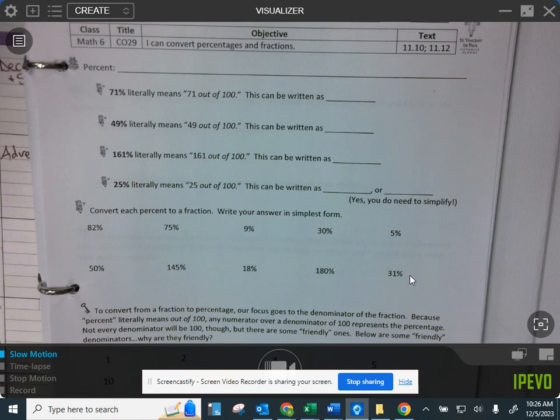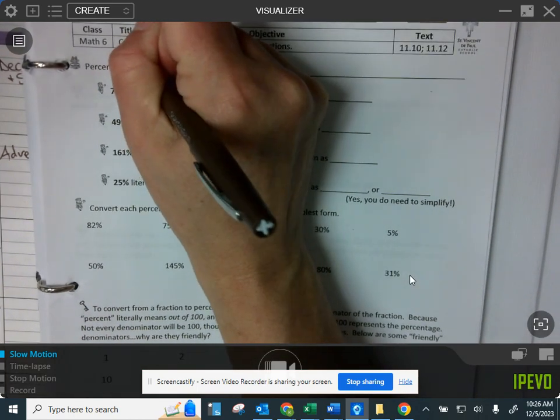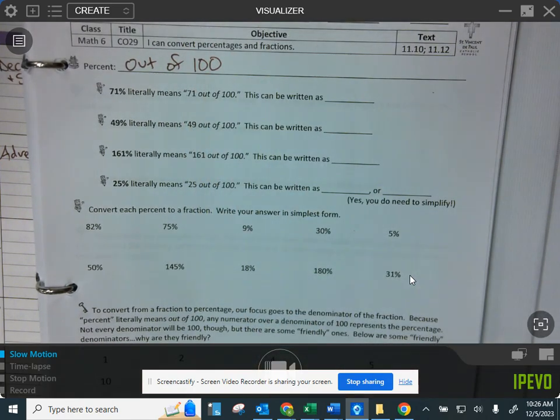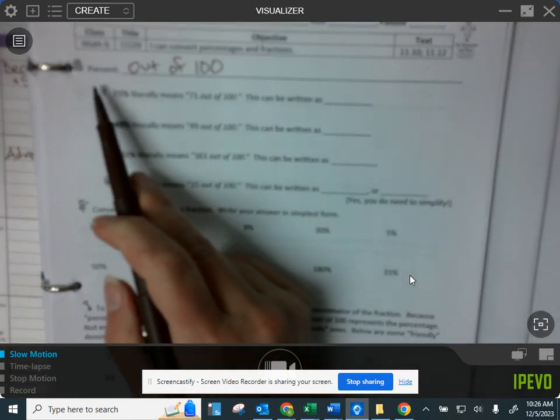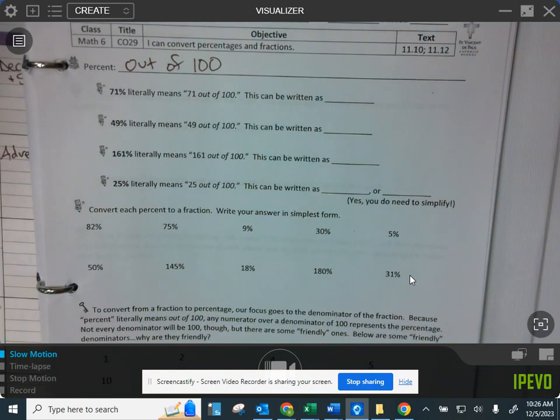So CO29 is I can convert percentages and fractions. So we are going to go back and forth between those percentages and fractions. So the first thing we need to know is what the definition of percent is. So Madeline, what do you think the definition of percent is? Out of 100. So it literally means out of 100. So per, out of, cente is Latin for 100.